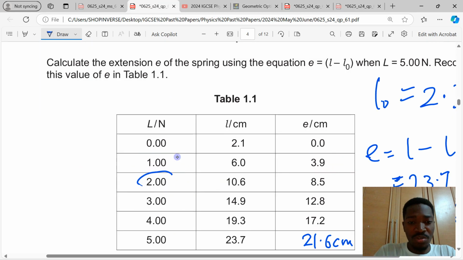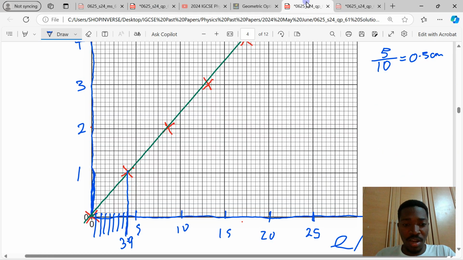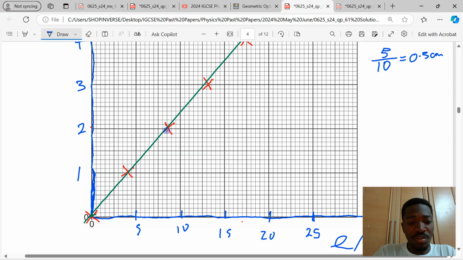I'll go to a load of 2 Newton, and I'll pick my extension as 8.5 centimeters. So back to the graph. When the load is 2 Newton, extension 8.5, let's see, if this is 5, 5.5, 6, 6.5, 7, 7.5, 8, 8.5 will be here in the middle. So I just traced 2 Newton to 8.5 centimeters. That's why I put this dot here. So you do likewise for every other point: pick the value of the load, pick the value of the extension. That's how I do every other one.